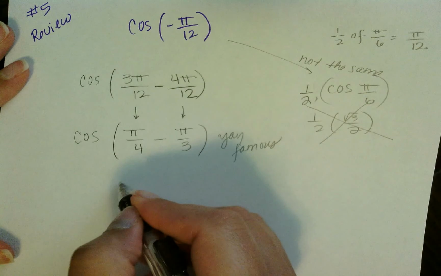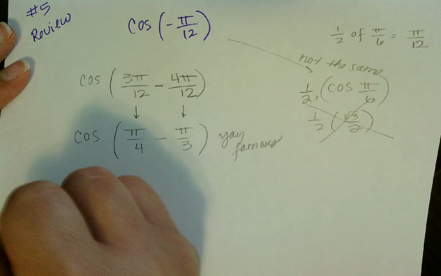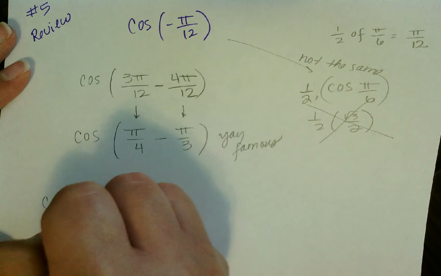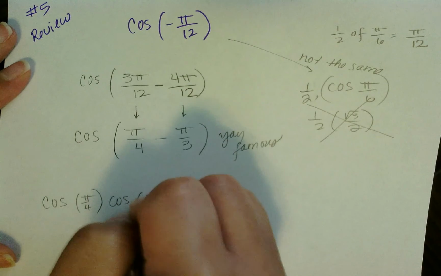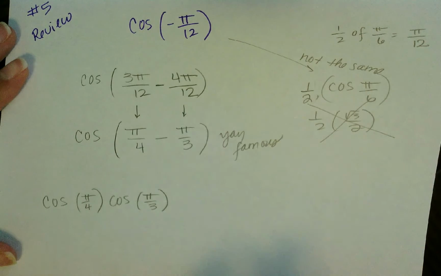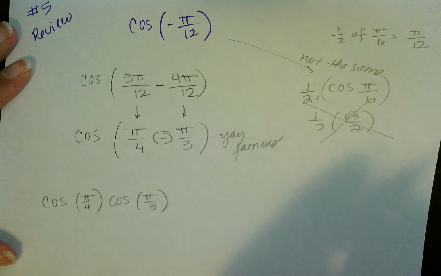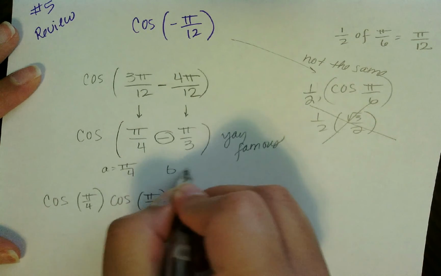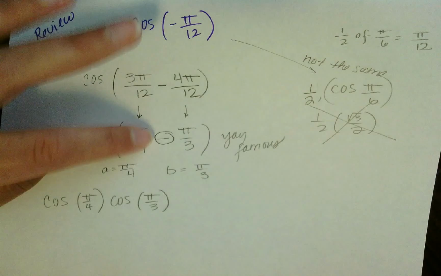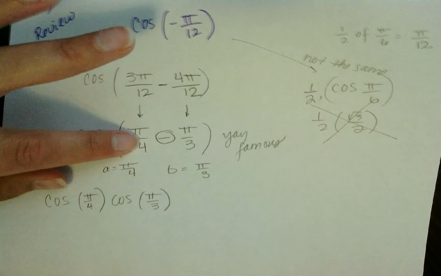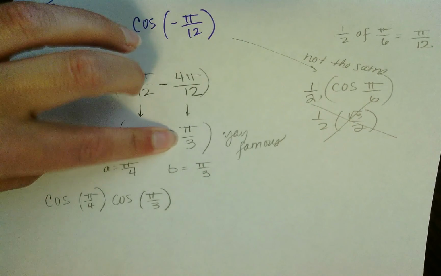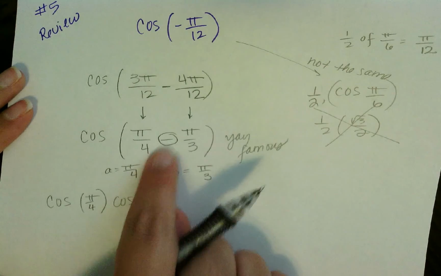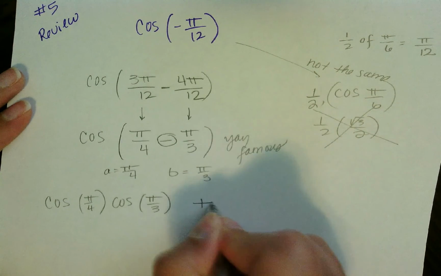So now when we write this out, the cosine formula is cosine of the first times cosine of the second. And this is a subtraction problem. So here's where you need to be careful. A is equal to pi over 4, and B is equal to pi over 3. Not negative pi over 3. This is our subtraction formula. So it's a positive pi over 4 and a positive pi over 3, and we're subtracting them. So just be careful with that. This subtraction formula for cosine changes to addition.